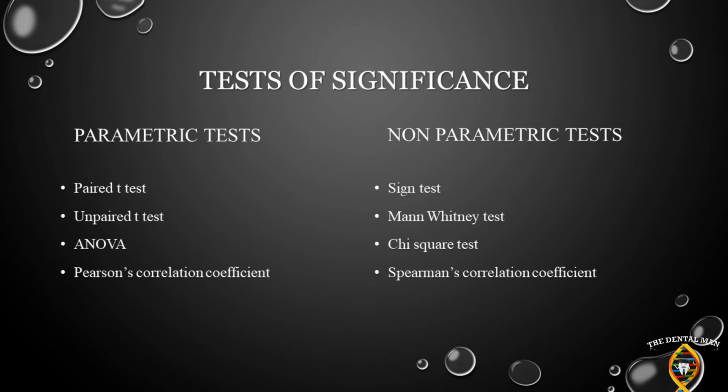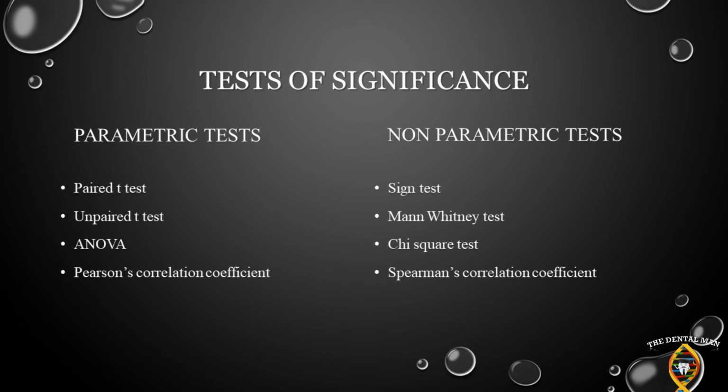For different situations, there are various types of tests. Basically two types, parametric and non-parametric tests. Parametric tests are applied when data is normally distributed. Examples of parametric tests are paired t-test, unpaired t-test, analysis of variance or ANOVA, Pearson's correlation coefficient.